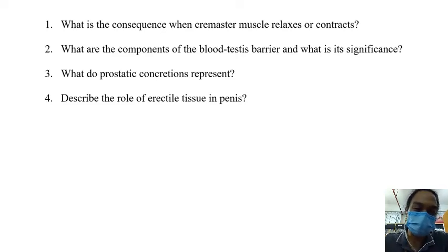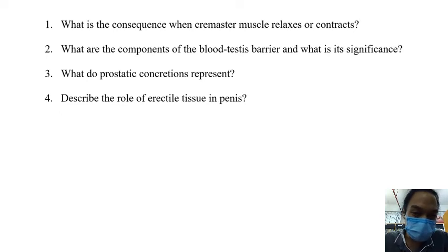What do prostatic concretions represent? They represent the reactions from the prostatic secretions. They will actually accumulate slowly in those alveoli in the prostate gland. And as one becomes older, they will become more prominent. So they are sort of sedimentation of the secretions of the prostate gland.